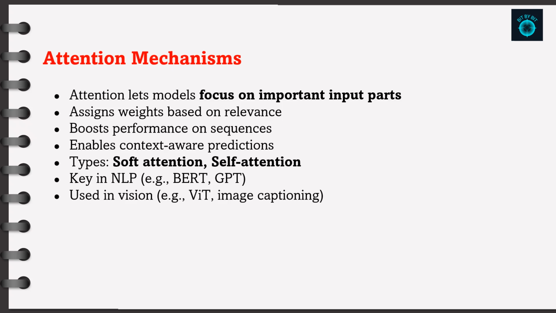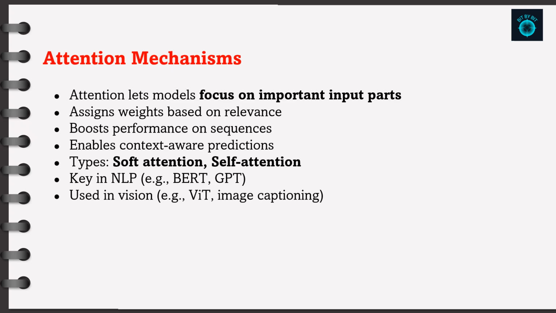There are several types of attention mechanisms, including soft attention, which is differentiable and trainable via backpropagation, and self-attention, which allows the model to consider the relationships between all parts of the input, even when they are far apart. Self-attention is a key building block of transformer architectures. Attention mechanisms have become foundational in both natural language processing, NLP, and computer vision, CV.